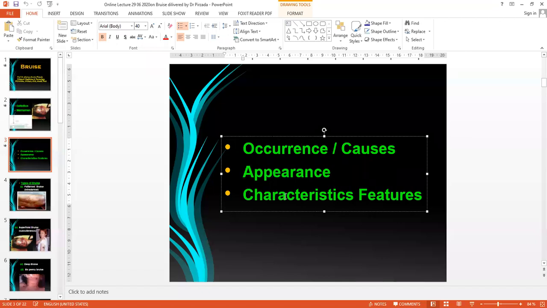What are the characteristic features of a bruise? You see there is extravasation of blood due to striking a hard blunt substance, leading to swelling, inflammation, and pain, and this can vary from smaller size to larger size. And if you have seen the last slide, you see this slide again.